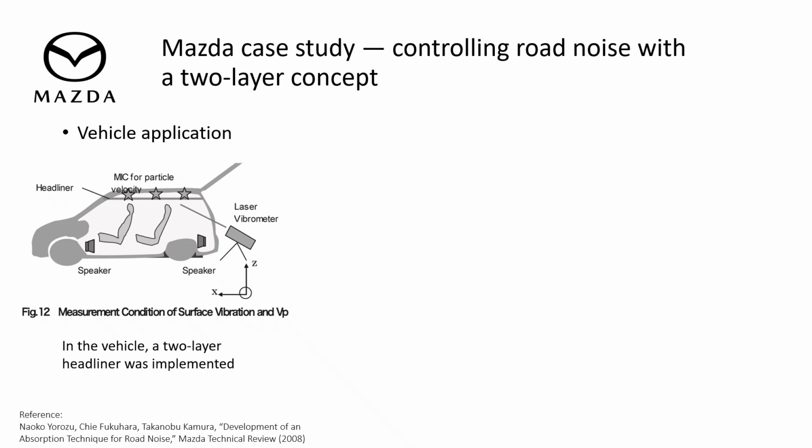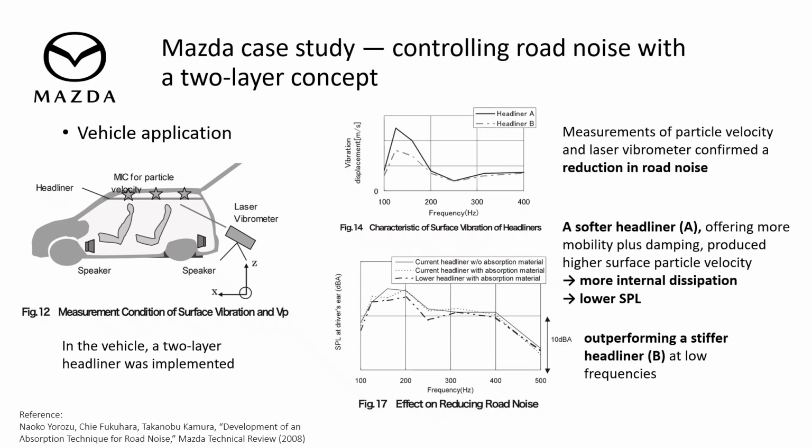A two-layer headliner reduced road noise. A softer headliner ensured higher surface particle velocity, which promotes particle mobility and damping. This results in more internal dissipation and a lower SPL than a stiffer design, especially at low frequencies.